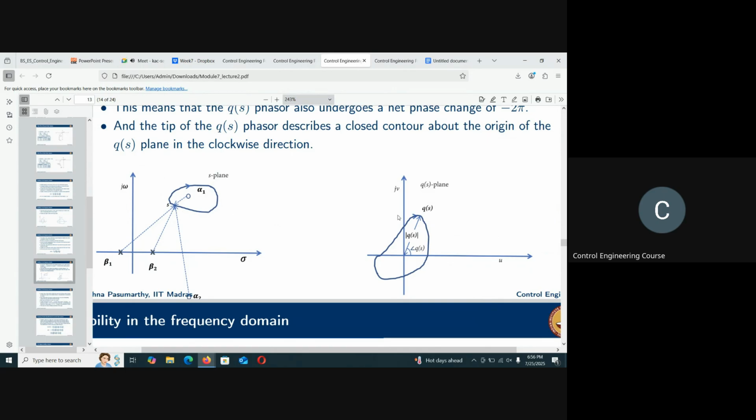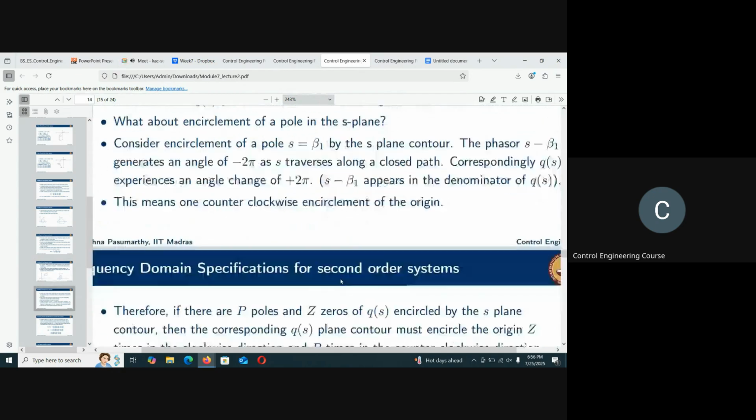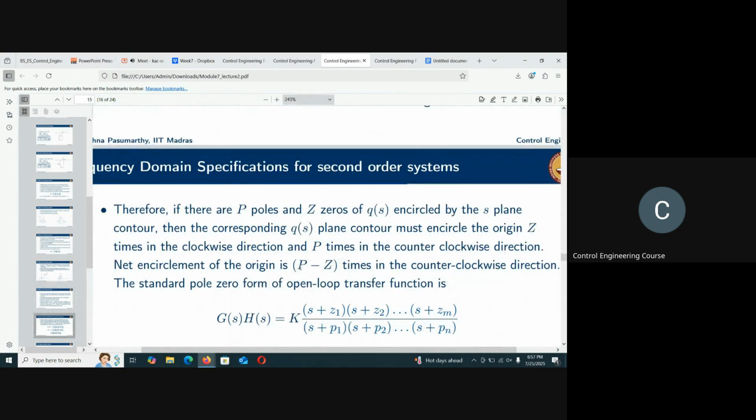Then if you have a zero, it contributes a clockwise encirclement. If you have a pole, it contributes an anti-clockwise encirclement. So each pole adds an anti-clockwise encirclement and each zero adds a clockwise encirclement. So the number of counterclockwise encirclements is equal to P minus Z, where P is the number of poles and Z is the number of zeros inside the contour. Outside doesn't matter.